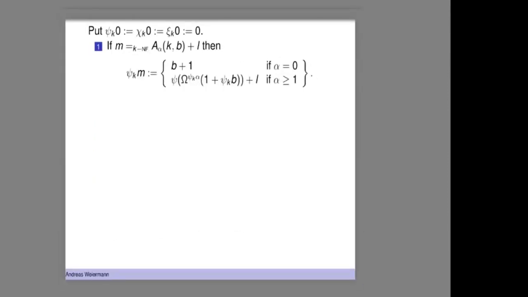Now, I define the ordinal interpretations for the three principles. So I use again psi, chi, and xi, and psi is for the double base change principle. And if alpha is 0, it's just a successor function.